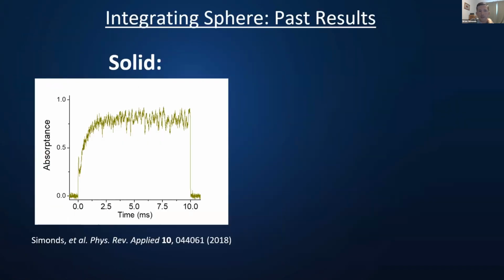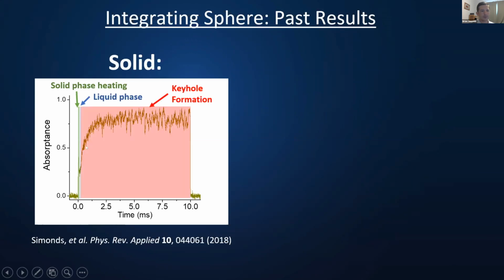So we've done this for a while. We've looked at different materials and different situations and been able to pull out some different information. So here's an example of the absorptance as a function of time on a bare solid piece of stainless steel. Some of the general features we see are this spike at the beginning, which is just heating in the solid phase. This dip is a result of melting. And then this really rapid increase in absorption is where this vapor cavity keyhole forms. This is the feature that allows multiple reflections to take place.